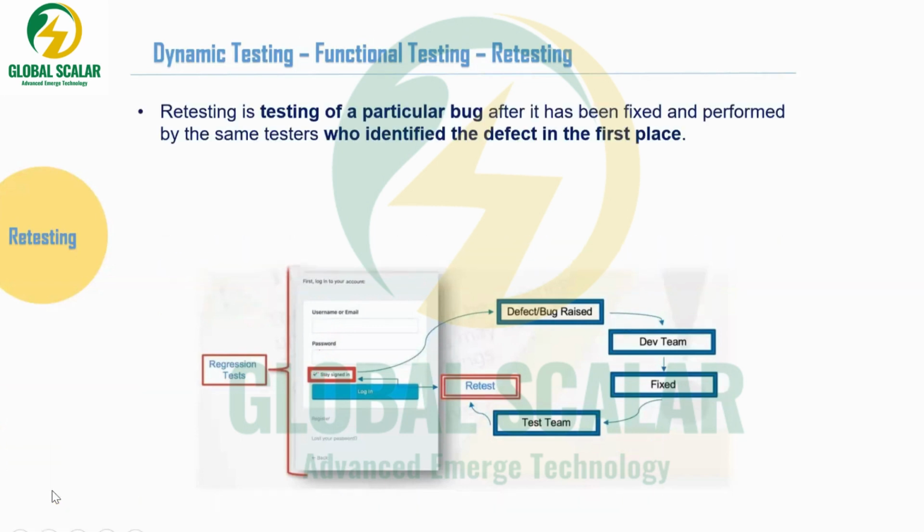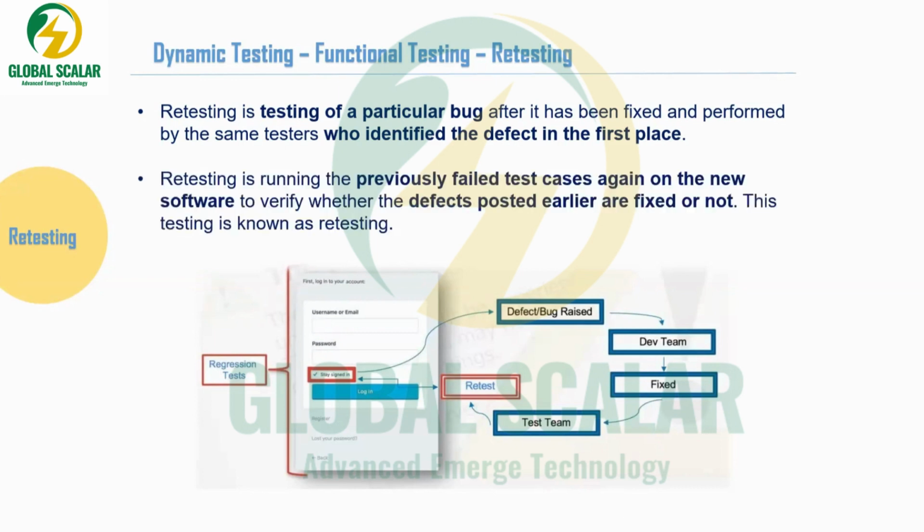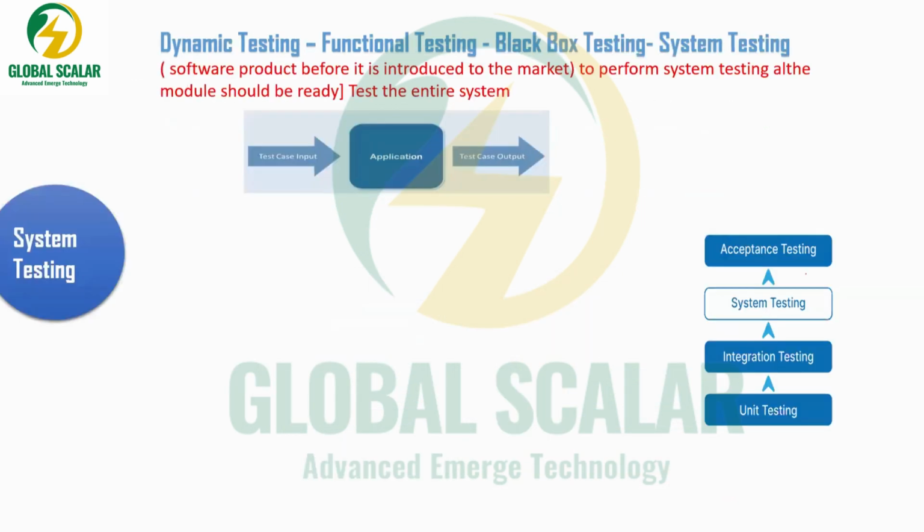So retesting is the testing of a particular bug after it has been fixed, performed by the same tester who identified the defect in the first phase. This will be a part of retesting. Retesting is running the previously failed test case again on the new software to verify whether the defect posted earlier is fixed or not. So this will be a part of retesting. That is the definition.